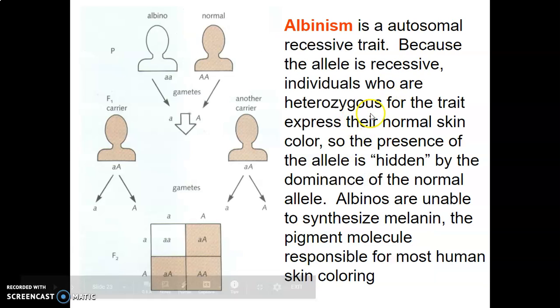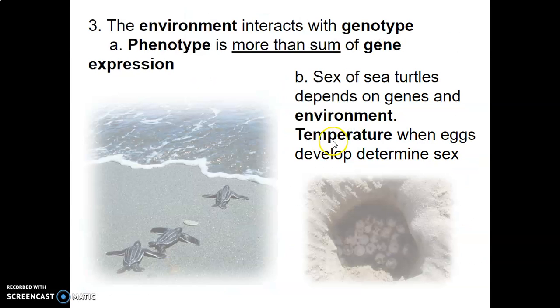Okay, here's just a little information on albinism. It's an autosomal recessive trait. So that's why we can see that one of the parents may not have albinism, or both of them may not have albinism, but they may carry that trait. They may be a carrier for that trait and it shows up later on. So, kind of an interesting thing, albinism.